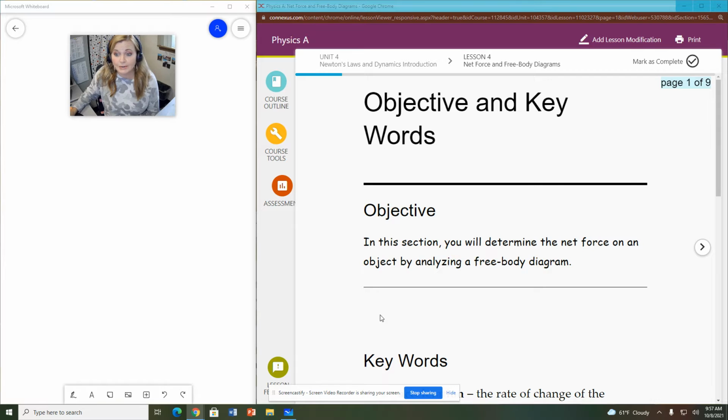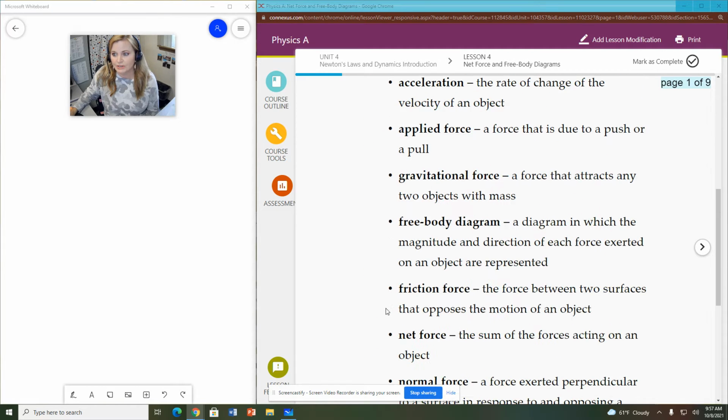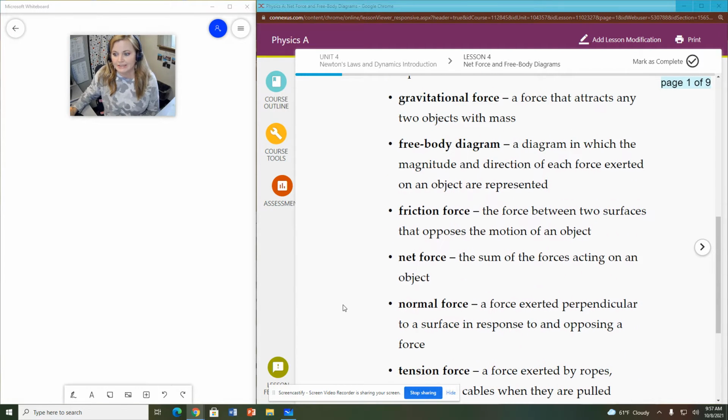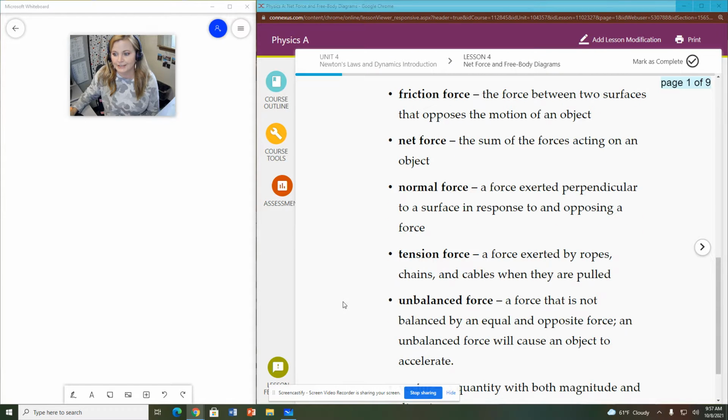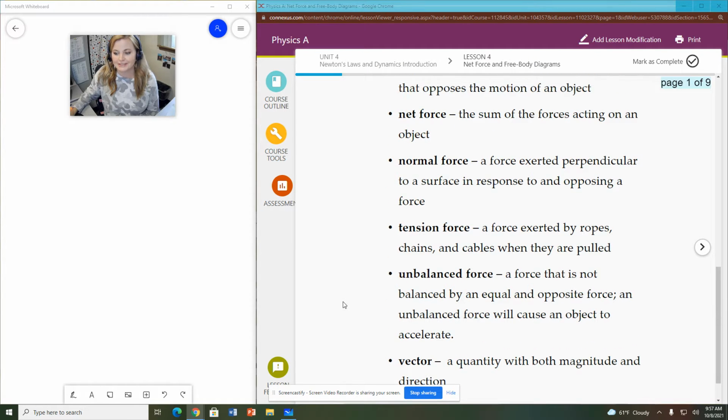Let's go through those key words, shall we? We have acceleration, applied force, gravitational force, free body diagram, friction force, net force, normal force, tension force, unbalanced force, and vectors. So we are talking a lot about forces here, right?